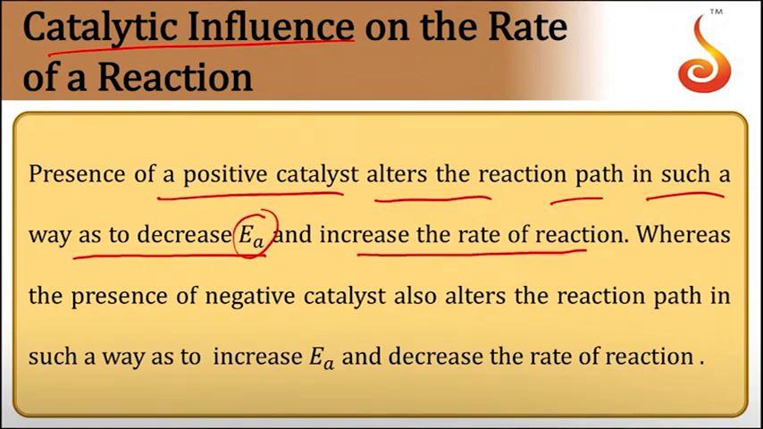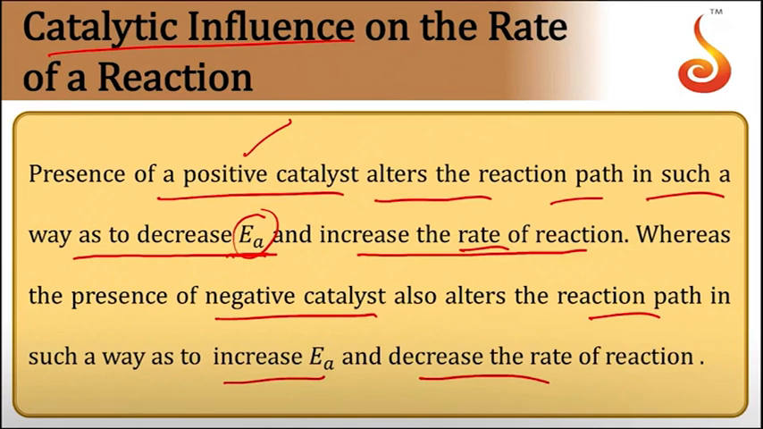Thereby, the rate will be increasing for us now. A positive catalyst will be decreasing the energy of activation and increasing the rate of reaction. If you take a negative catalyst, this also alters the rate of reaction by changing the path of a reaction, in such a way that it will be increasing the energy of activation and thereby decreasing the rate of reaction. So, catalyst is always altering the path.